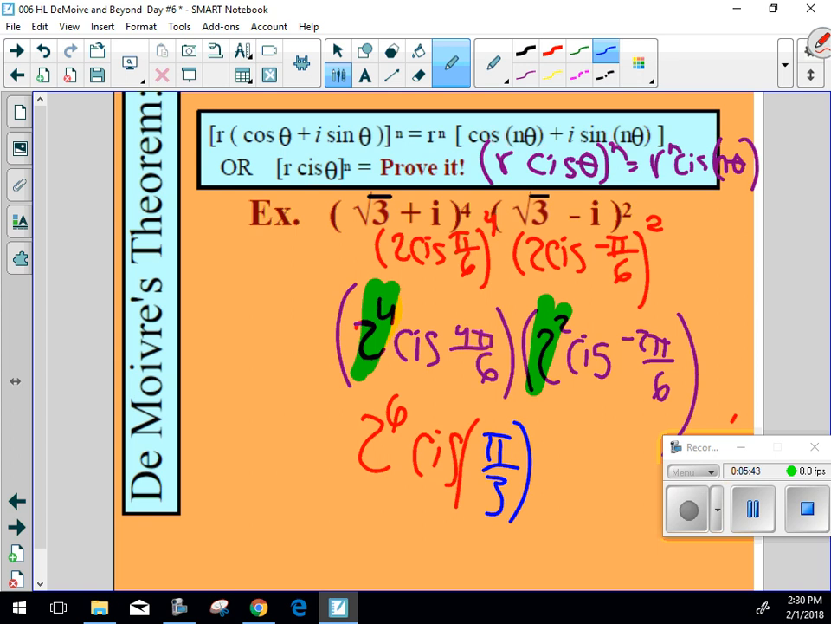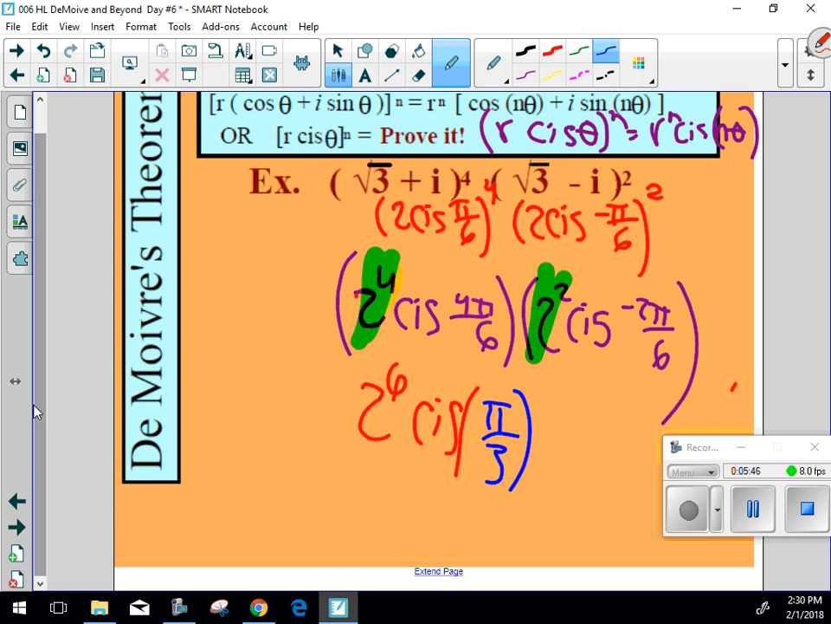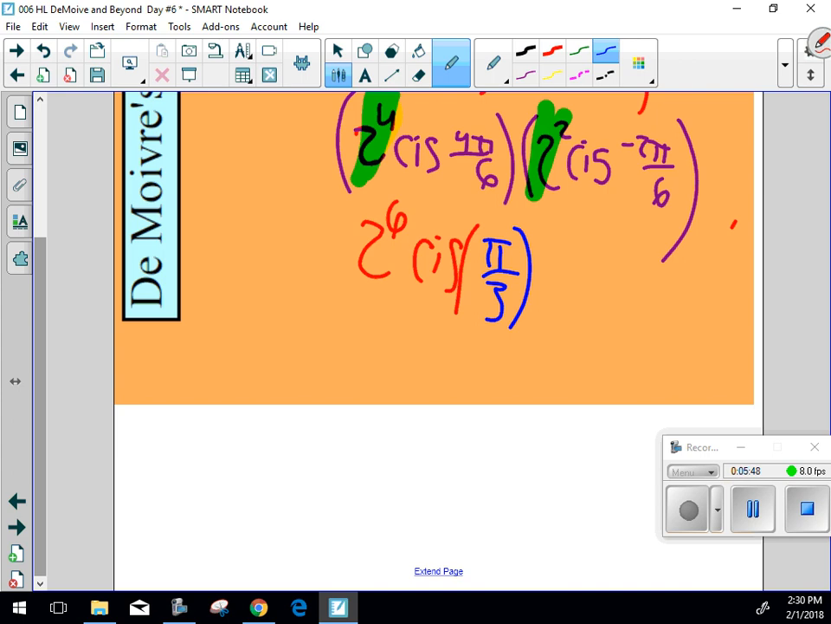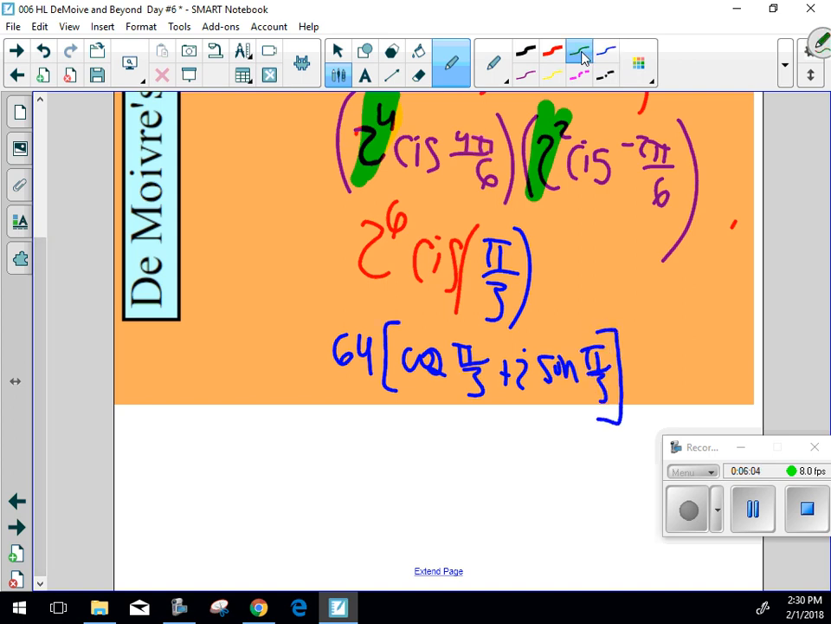Okay. Let's work this out. What's 2 to the 4th? 16. 2 to the 5th? 2 to the 6th? 64 cosine pi over 3 plus I sine pi over 3. And this is what we call polar form. And this is what we call rectangular form. It's just kind of nice to know the terminology a little bit.